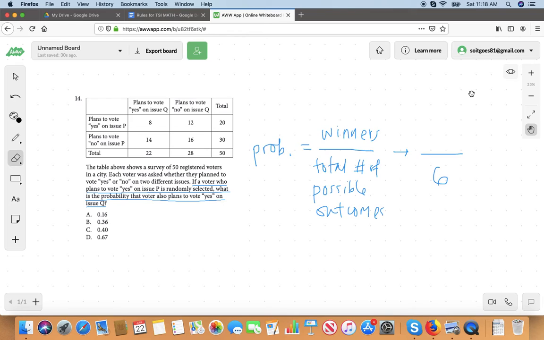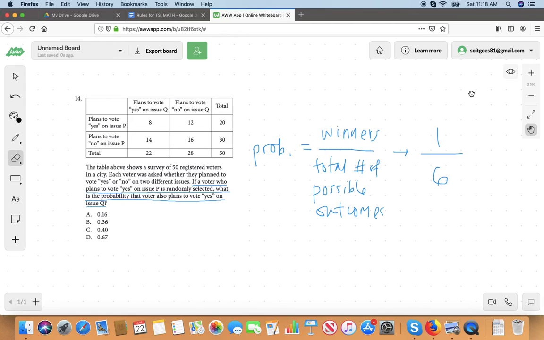And I said, what's the probability of rolling a 2 on a 6-sided die? Well, how many winning outcomes is that? A winning outcome would be rolling a 2, and there's only one 2 on a 6-sided die. So the probability would be 1 over 6.